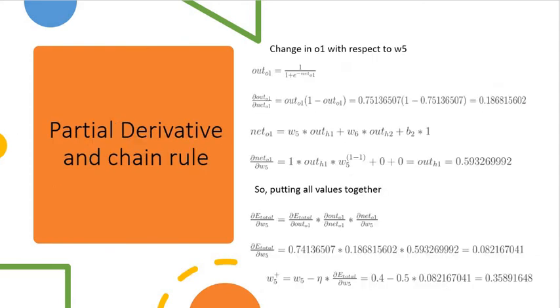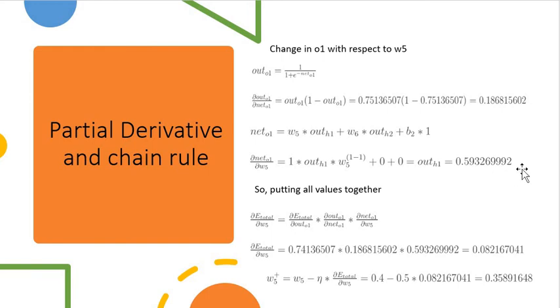Now we will see the change of output 1 with respect to W5, where output 1 is equal to 1 divided by 1 plus e to the power minus net of output 1. We are going to take the partial derivative with respect to net of output 1, that is d of output 1 with respect to d of net O1. So this is the output that we are getting, 0.1868. We also know the formula of net O1, that is with respect to W5 and output of H1. This also we calculate, which comes out to be 0.5932.